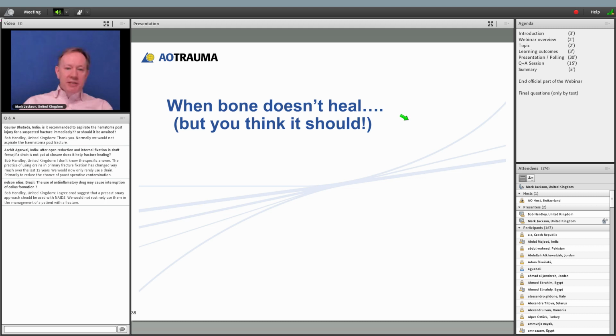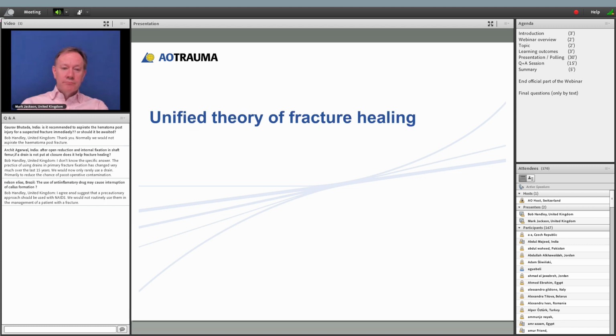So let's apply this to problems. These are not fractures which are obviously contaminated with gross infection or ones with significant bone loss. So these are fractures that are nailed, and you think should heal, or treated by plating.